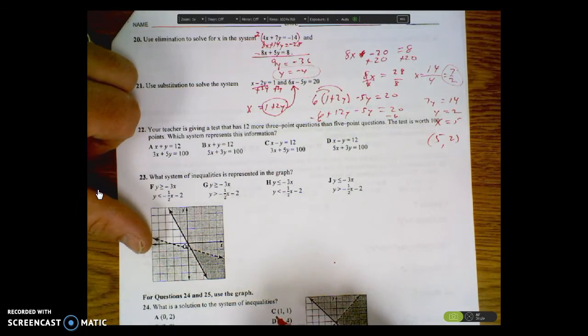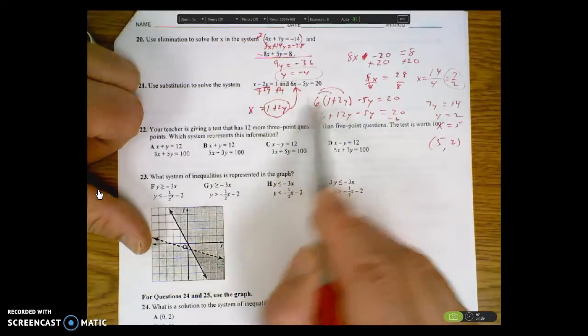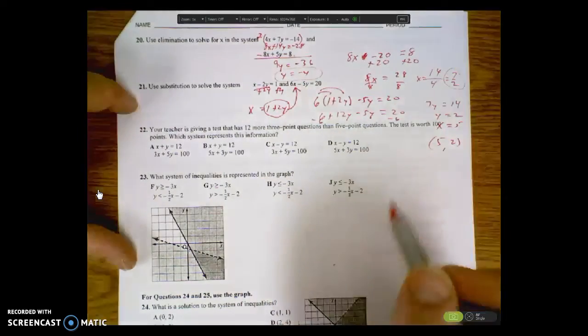All right. Remember, on a multiple choice test, if you really are worried, you can plug all 4 answers into the 2 equations. If it makes both true, you got it right.